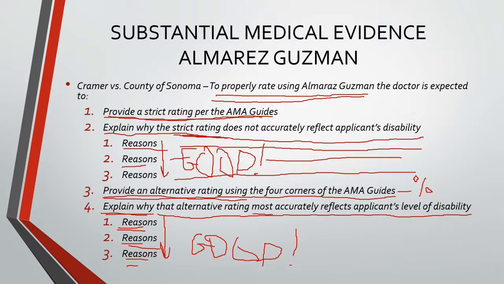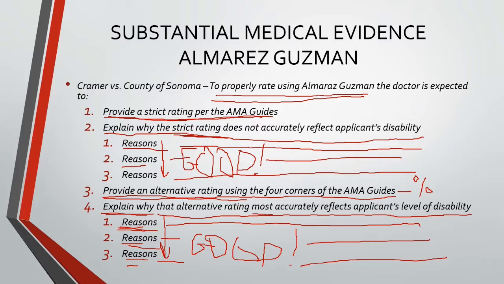Finally, step number four. In my opinion, the above alternative impairment rating of, let's say, 30% whole person impairment is the most accurate description of Mrs. Smith's impairment, period. Reasons for this conclusion include colon, new line, reason number one, and explain why the alternative impairment rating is most accurate. Reason number two, explain why it's most accurate. Reason number three, explain why. And the more reasons, the more voluminous reasons, and the more compelling are the reasons, the more accurate and the more truthful and the more appropriate is the alternative impairment rating compared to the strict rating under the scheduled rating of the AMA guides.